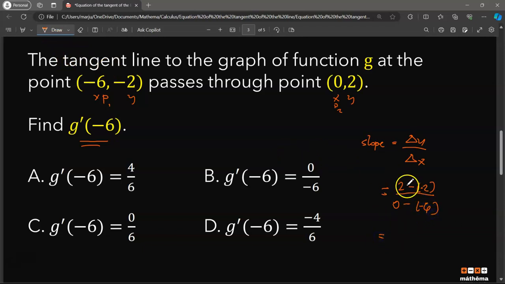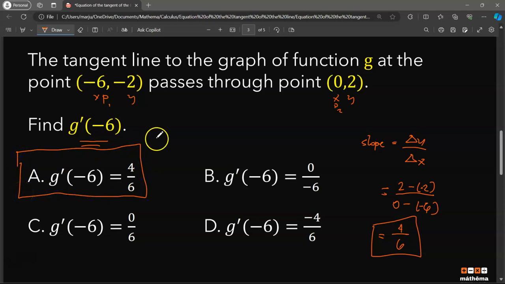If we simplify this, 2 plus 2 is 4. And this is negative negatives, that is positive. So we have 4 over 6. And that is letter A in our choices. But if you want to simplify this, it is just 2 over 3 in simplified form.